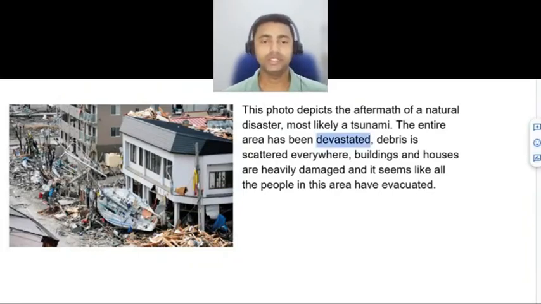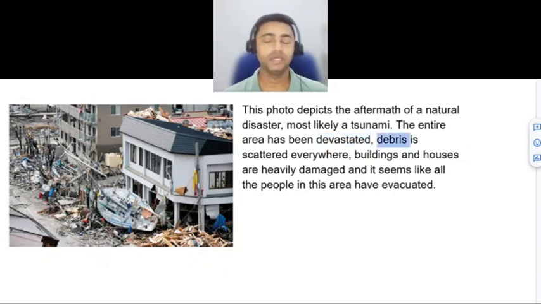Devastated means now you can see the impact of the natural disaster. All these things have been destroyed: the houses, buildings, the neighborhood, maybe this road. So you can use the word devastated.